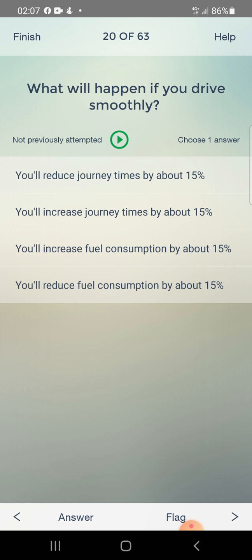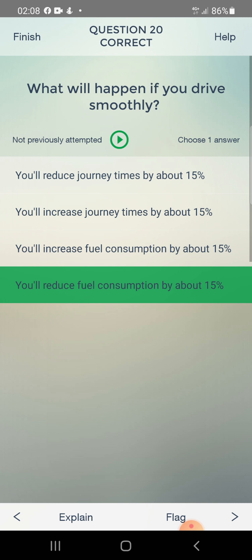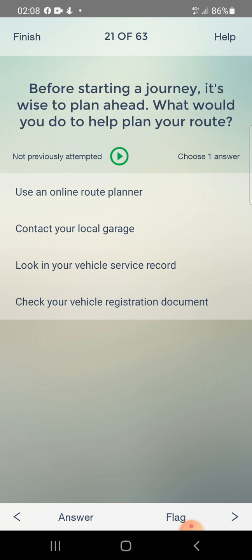You will increase journey time. You will increase fuel consumption by about 15%. You will reduce fuel consumption by about 15%. Fourth one. Before starting a journey, it's wise to plan ahead. What would you do to help plan your route?